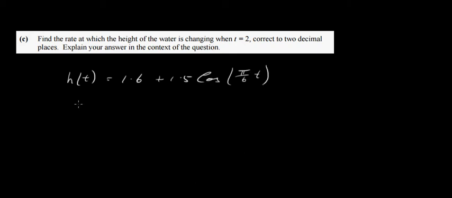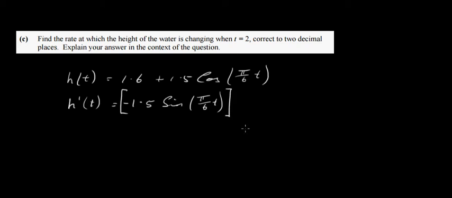So let's differentiate this. We want h prime t here, so that's going to be 0 here. Now, we're going to have the 1.5 anyway in our answer here. Now, if you differentiate cos, you get minus sine. So we're going to end up with minus sine of pi over 6t. However, as well as that, we have to use the chain rule here, so we've got to differentiate the pi over 6t as well. So if you differentiate pi over 6t with respect to t, you just simply get pi over 6. So this is what we get when we differentiate the function h of t.